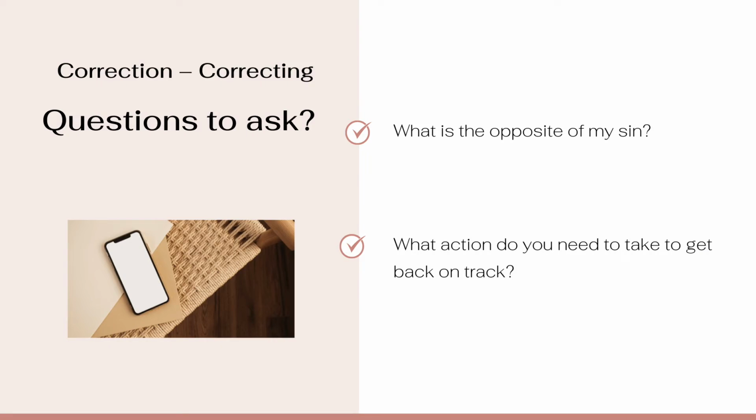So the third one is going to be correction or correcting, which reveals how to get it right. So you're going to be looking at, what do you need to do the right thing? What actions or plans do you need to make to correct the problem that you have? So some questions you can ask yourself would be, what is the opposite of my sin? What action do I need to do to get back on track?